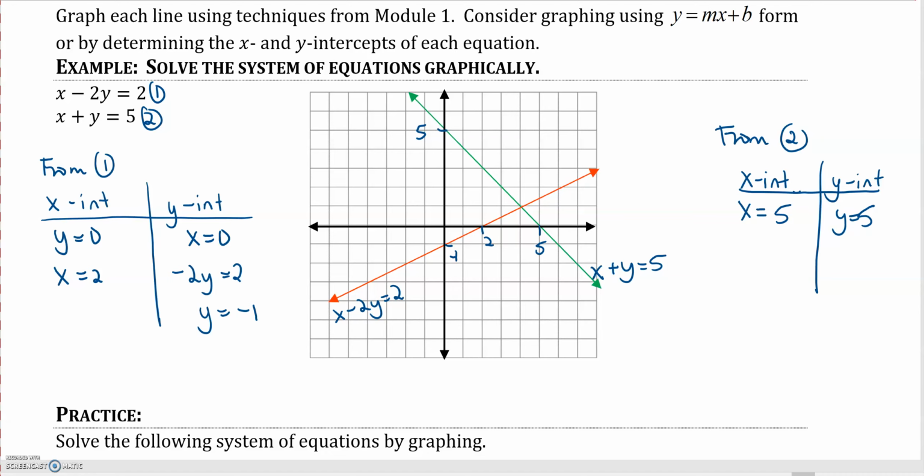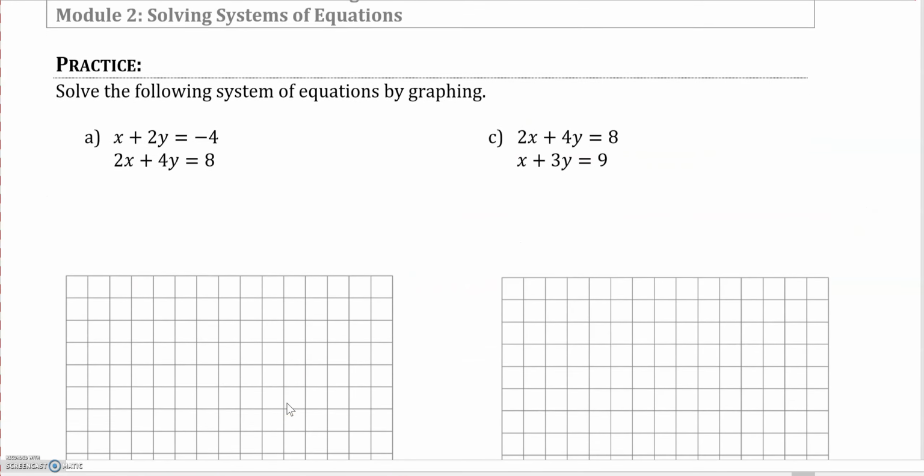Now that we have both the equations graphed, we can determine the solution by looking at the point of intersection of the lines. When we take a look at it, we can see that they intersect at the point (4, 1). We can either express the solution as an ordered pair, (4, 1), or using the values of x equals 4 and y is equal to positive 1. We're going to practice by solving the following systems of equations using the graphing method.